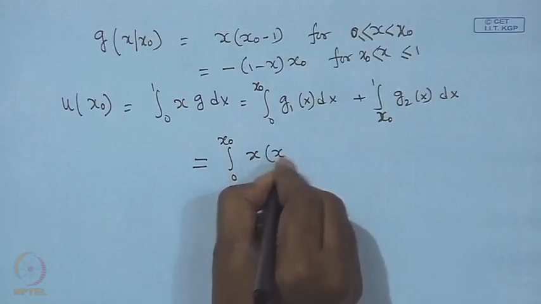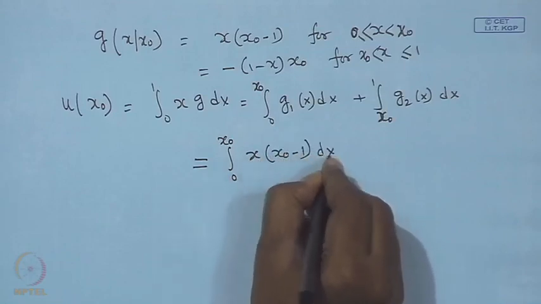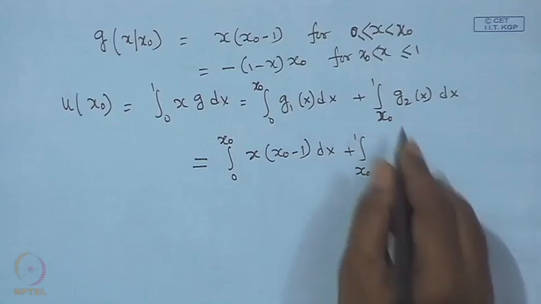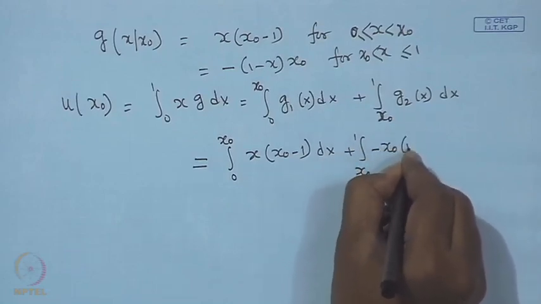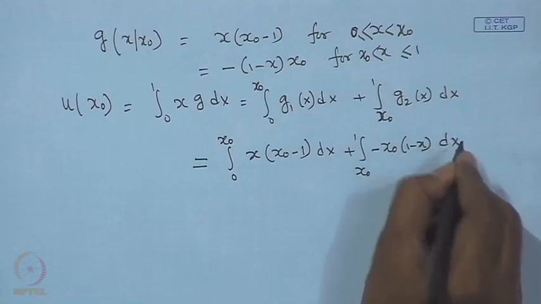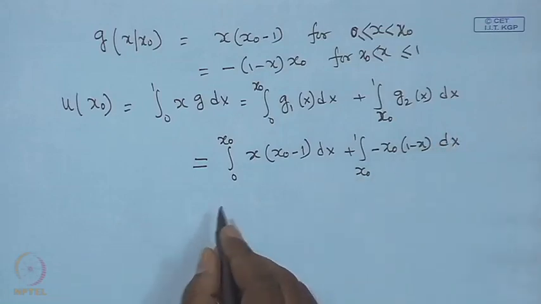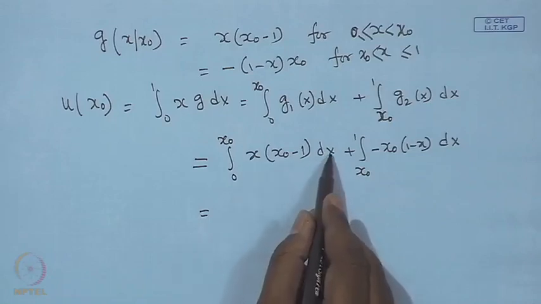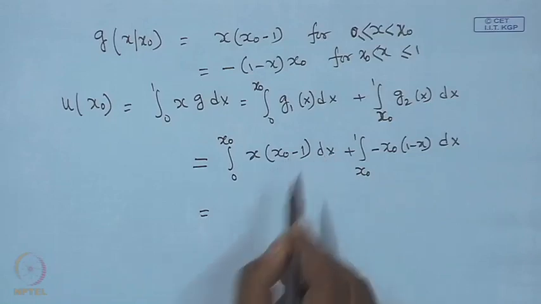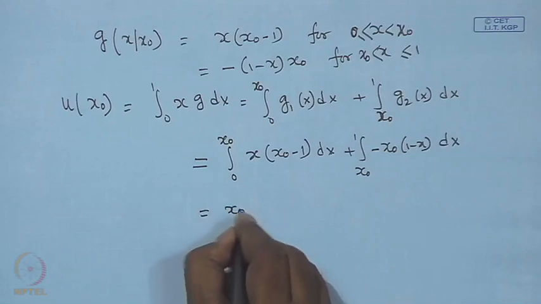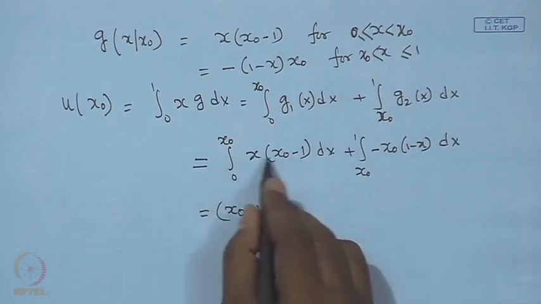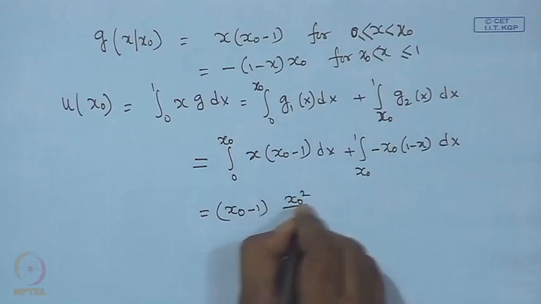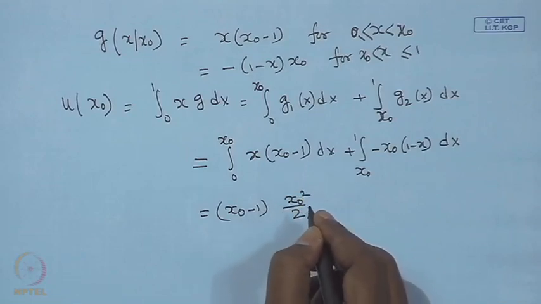x into x naught minus 1 dx plus x naught to 1, g 2 is minus x naught 1 minus x dx. Now, this is an integration where the running variable is x. So, x naught minus 1 is constant. So, x naught minus 1 integral x dx, that is x square by 2. So, put the limits, it becomes x naught square by 2.